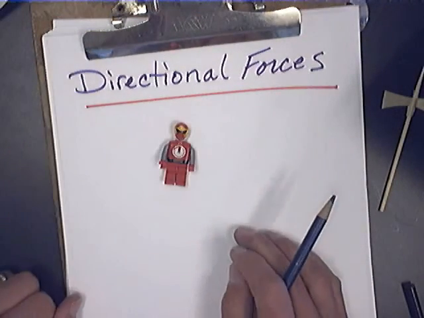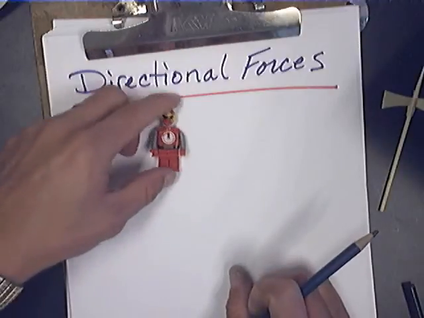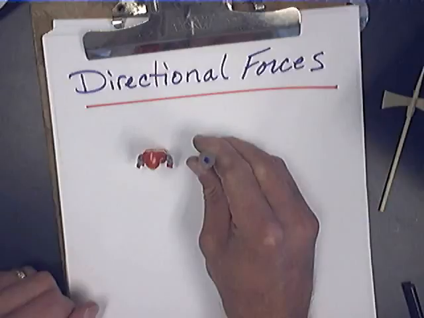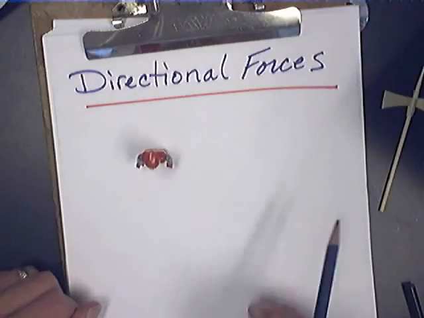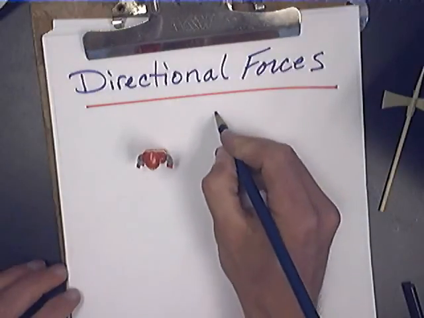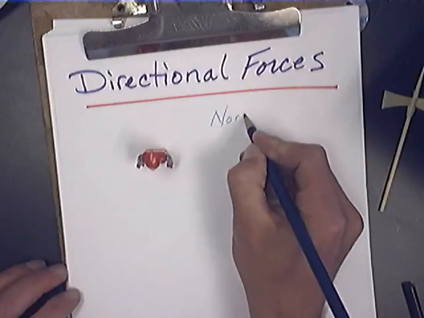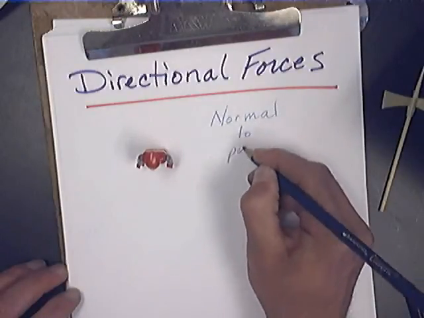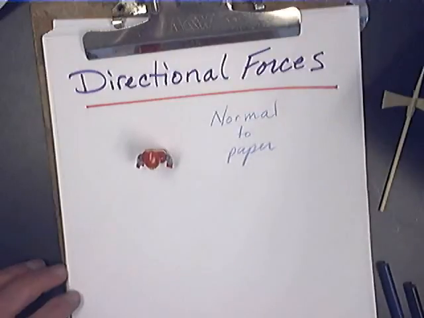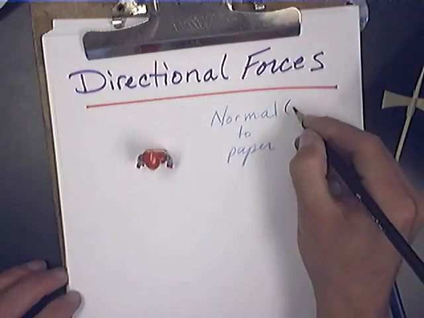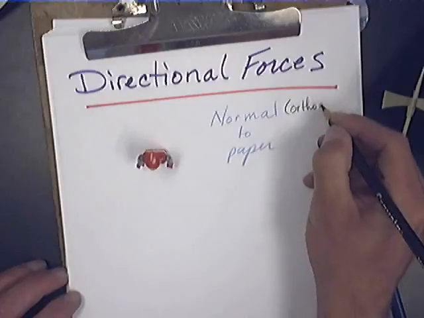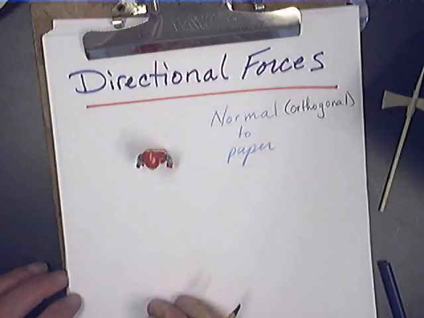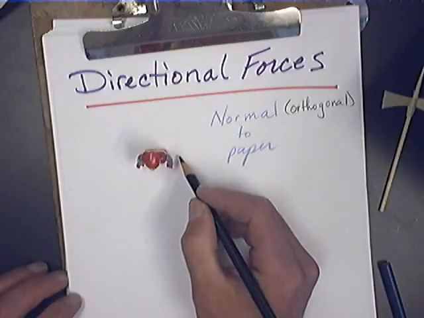So here's my little guy. He's laying on the paper. When he stands up, he is now pointing this way, pointing up out of the paper. His direction is normal to the paper. Another word for this is orthogonal. Orthogonal. All right.